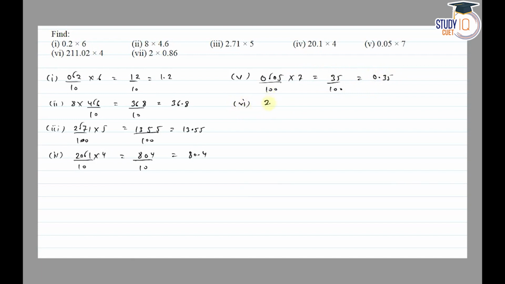Sixth part is 211.02 into 4. We will remove the decimal, so upon 100. 4 twos are 8, 4 ones are 4, 0, 4 twos are 8, upon 100 is equal to 844.08. Then seventh part is 2 into 0.86. We will remove the decimal, divide by 100. 6 twos are 12, 2, 1 carry. 8 twos are 16 plus 1, 17 upon 100. So there are 1.72. Thank you.